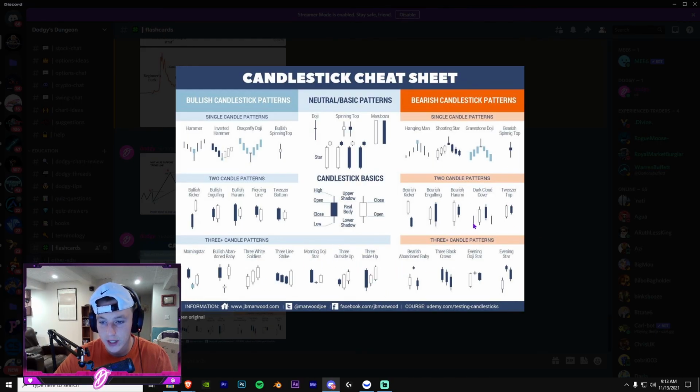But some of these other candlesticks I don't really see a ton. We got the bearish kicker and bullish kicker. This is kind of a gap up or down. But maybe I'll go over these in the future. But the ones I showed you are the ones you're going to see a ton. That's basically all you need to know.